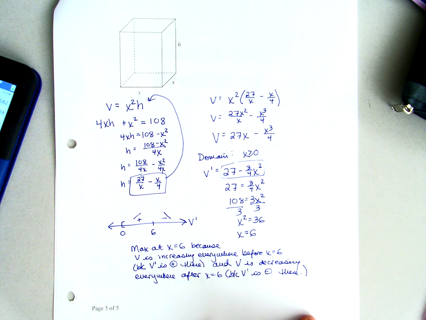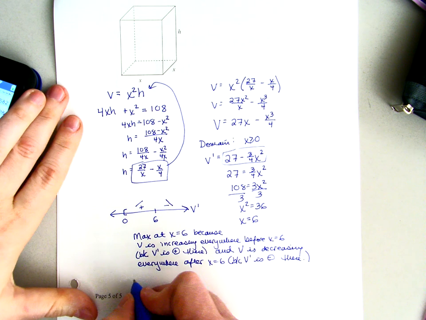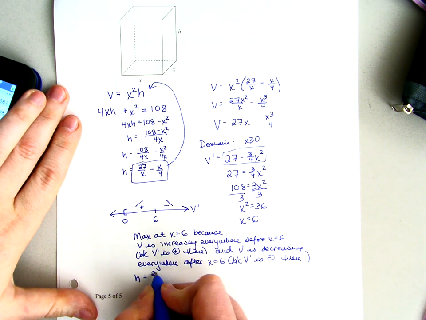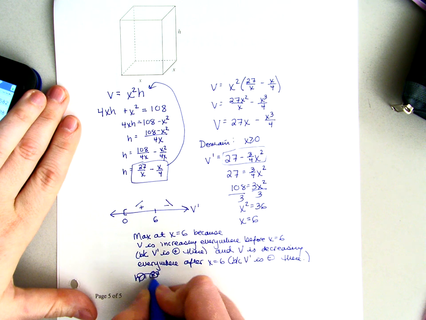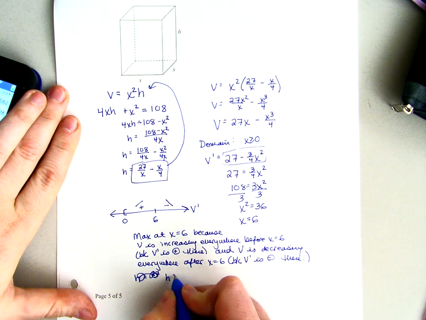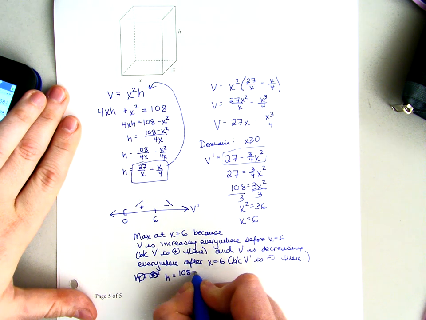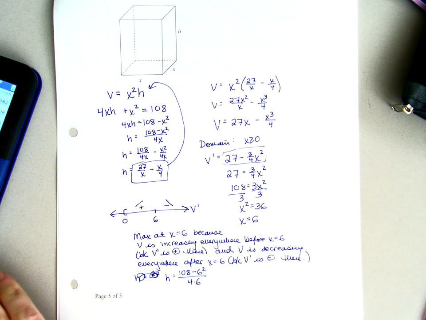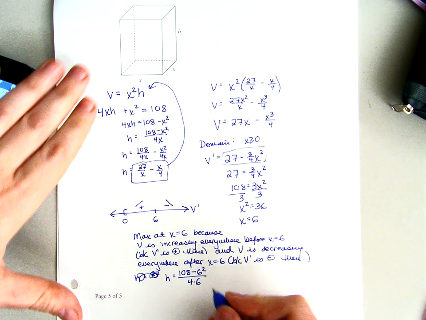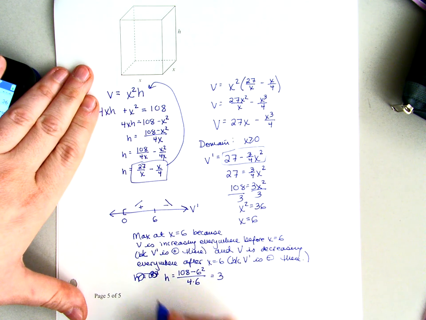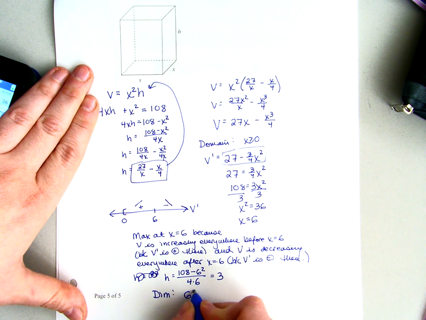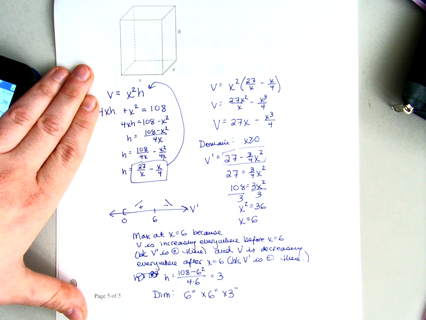Okay, so I need my dimensions and then I need my volume. Well, the height is going to be, why don't I plug into the original height equation rather than the fraction one? I'm going to say 108 minus 6 squared over 4 times 6. Go to the calculator. Let's get this one, and the height should be 3. So my dimensions of this box are 6 inches by 6 inches by 3 inches.